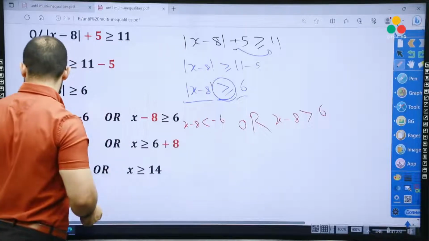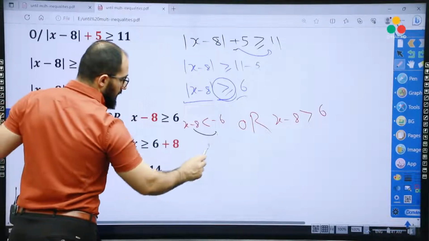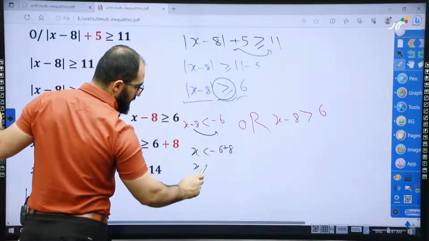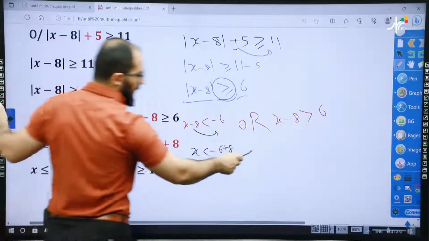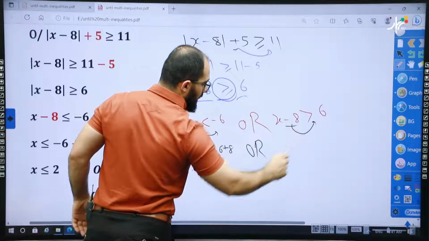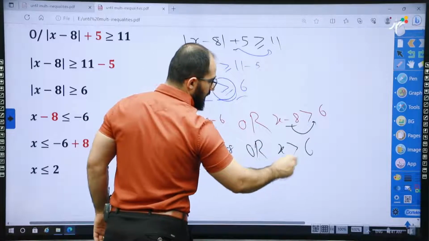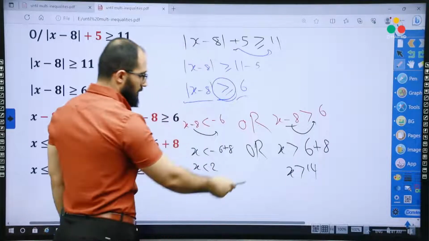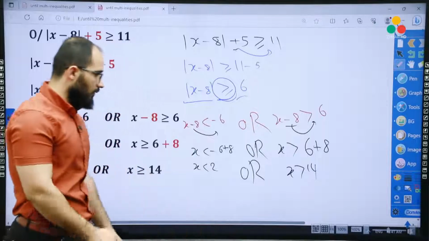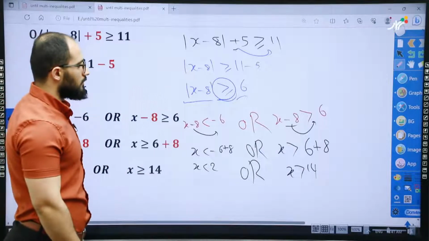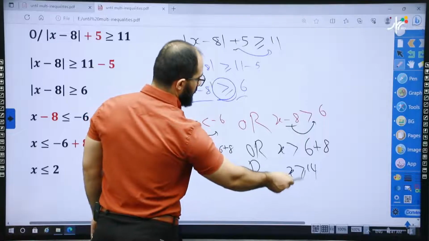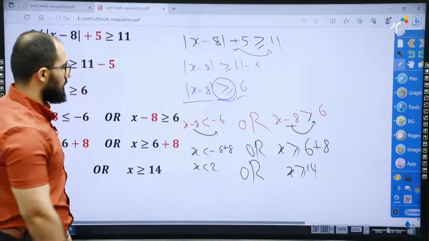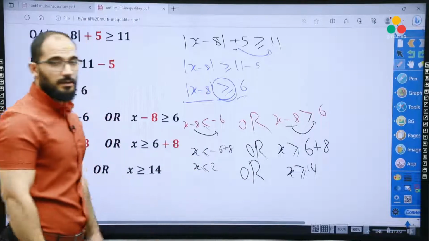So solve them separately. Move it to the other side. x ≤ −6 + 8, so x ≤ 2. For the other part, move it to the other side. x ≥ 6 + 8, so x ≥ 14. So the solution is x ≤ 2 or x ≥ 14. I forgot the equal sign here, so it has equal, and also for this part, it has equal.